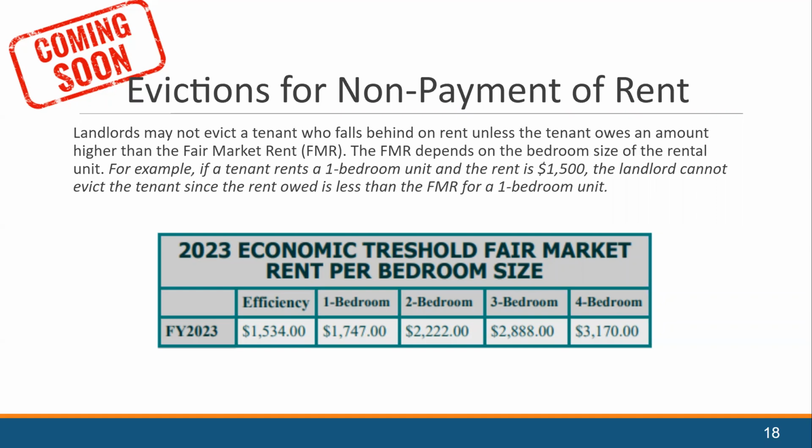The chart on your screen gives you the 2023 fair market rents for units based on bedroom size, from efficiency units, the ones that don't have any bedrooms, up to 4-bedroom units. If the tenant owes less than the amount of the fair market rent, then the owner may not evict the tenant for that amount of rent. It must be more than the fair market rent.